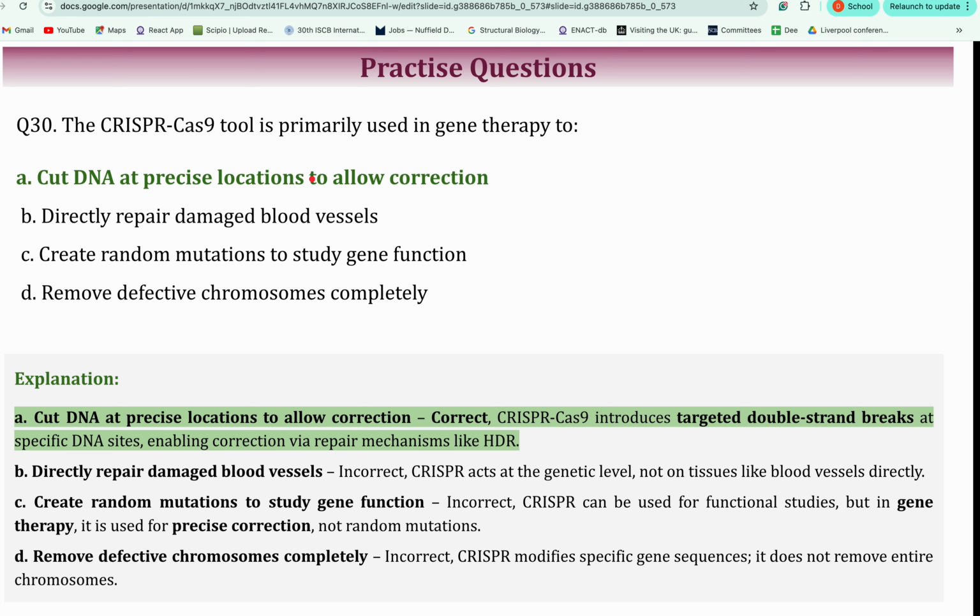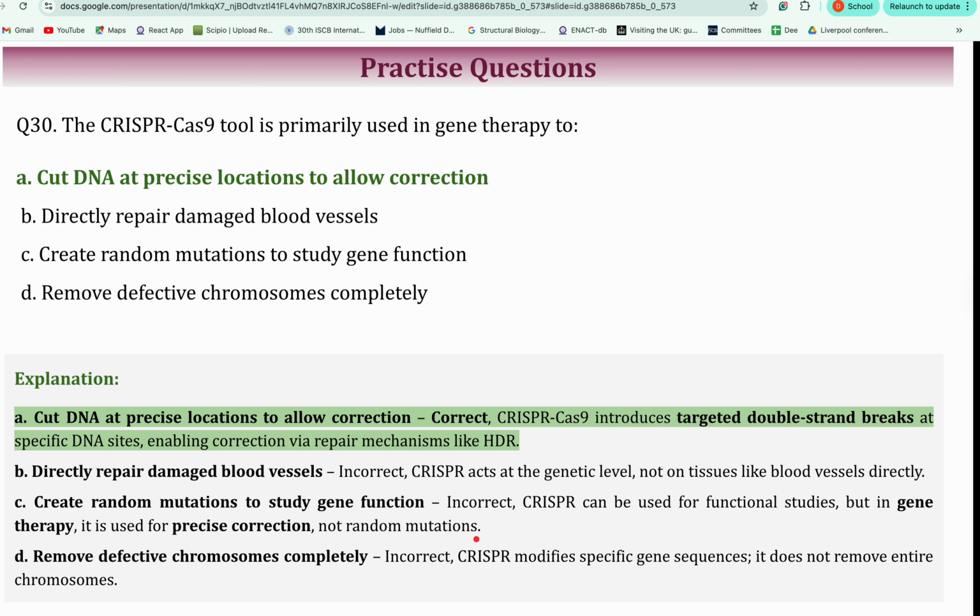The second option was to directly repair the damaged blood vessels. This is incorrect because CRISPR acts at the genetic level and not directly on tissues like blood vessels. Option C was to create random mutations to study gene functions. This is not right because we are not studying gene functions using gene therapy. From the name only, it's clear. Therapy means we are doing something to treat something, correcting something. So it is a precise correction.